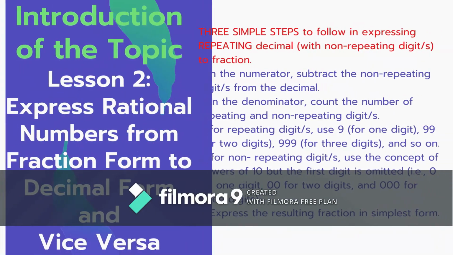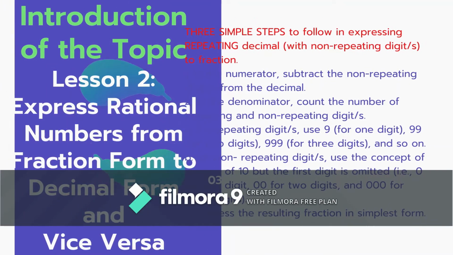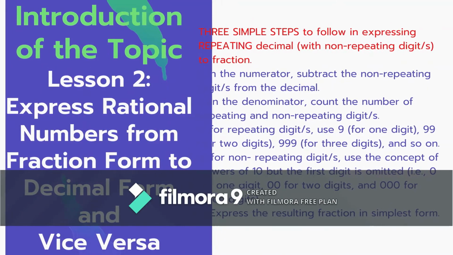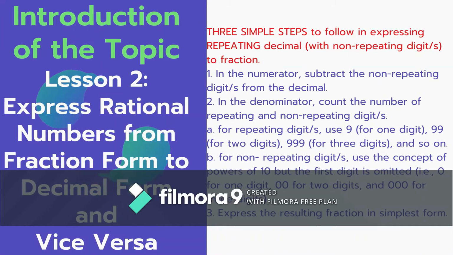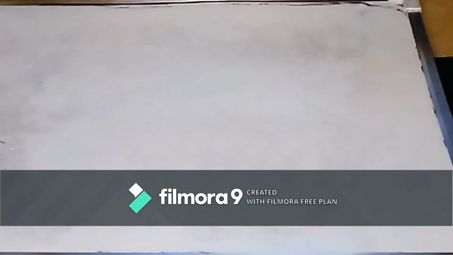Three simple steps to follow in expressing repeating decimal with non-repeating digits as fractions. In the numerator, subtract the non-repeating digit from the decimal. In the denominator, count the number of the repeating and non-repeating digit. For repeating digit, use 9 for 1 digit, 99 for 2 digits, and so on. For non-repeating digit, use the concept of powers of 10, but the first digit is omitted. Express the resulting fraction in simplest form.